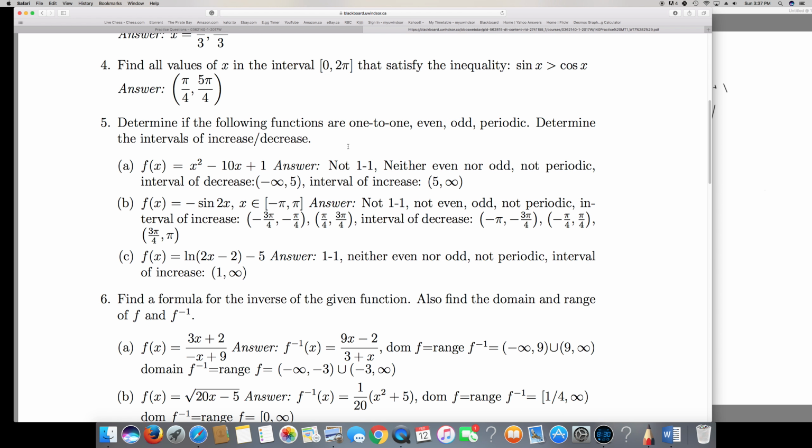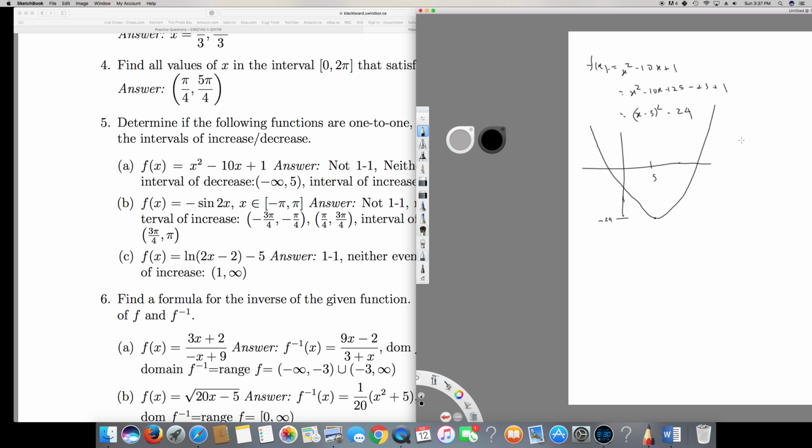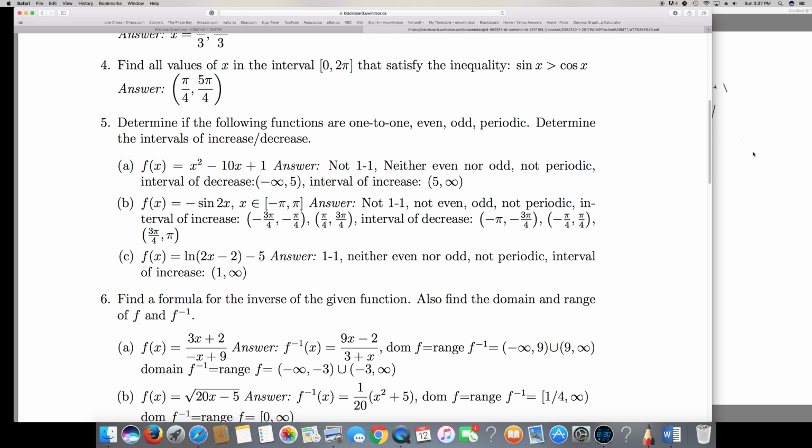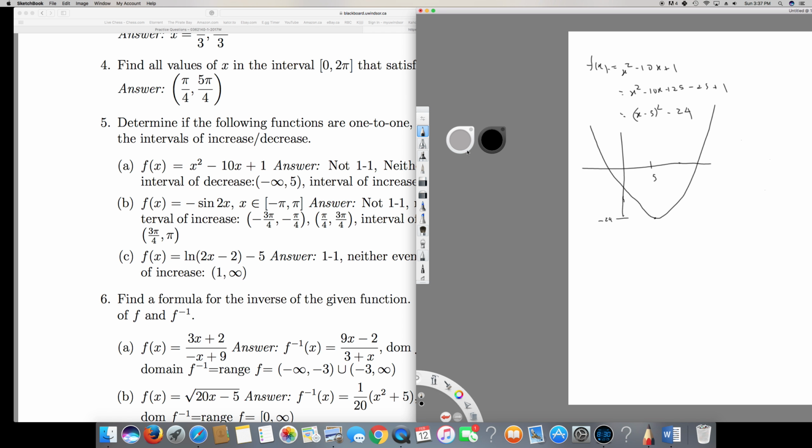And the next one is asking, is it periodic? Periodic means something repeats again and again. This is just a parabola, it's not repeating, so this is not a periodic function. And determine the increase and decrease. From negative infinity to 5, it's decreasing, because the slope is coming down, it means it's decreasing. So from negative infinity to 5, it's coming down, right? It's decreasing until that, and from 5 to positive infinity, it's increasing, the slope is going up.